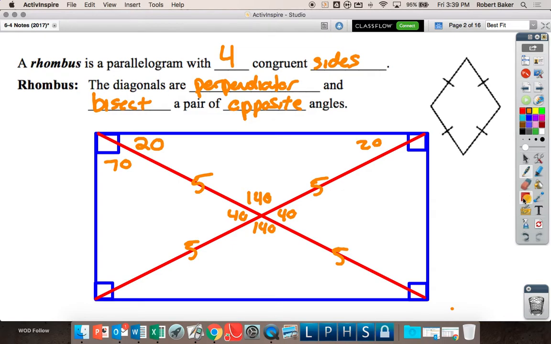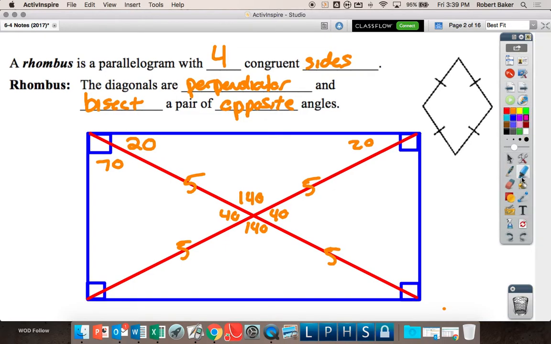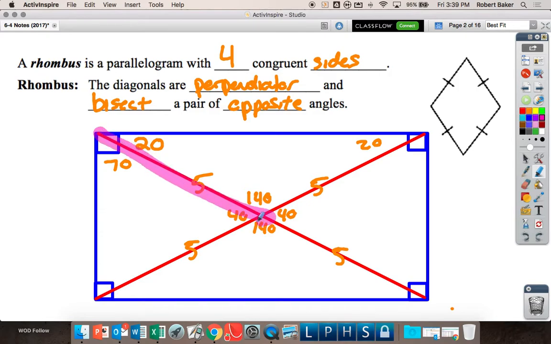Now, look at this triangle right here. What kind of triangle is this? It's also an isosceles triangle because it has two congruent sides, 5 and 5. So opposite of the congruent sides are congruent angles. So if this one's 70, how big is this one? 70. Are you kind of seeing a pattern? Just fill in all of it. 20, 20, and then 70.